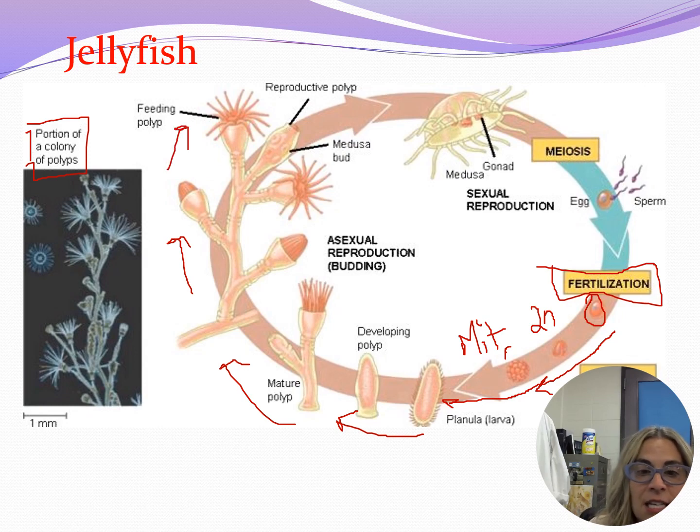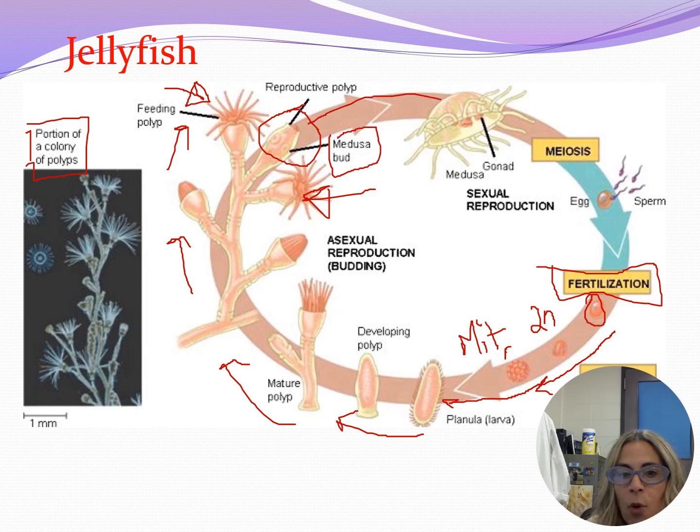And then what happens is, instead of having the spores, we actually have what's called a medusa bud. And the medusa bud is a reproductive polyp. So there's more than one type of polyp on these jellyfish. There's the feeding polyps, which, as the name implies, are for getting nutrition, for the jellyfish to sustain itself. And then we also have these reproductive polyps. Once the reproductive polyp is mature enough, it's called a medusa bud, and then that medusa bud will pop off or bud off.